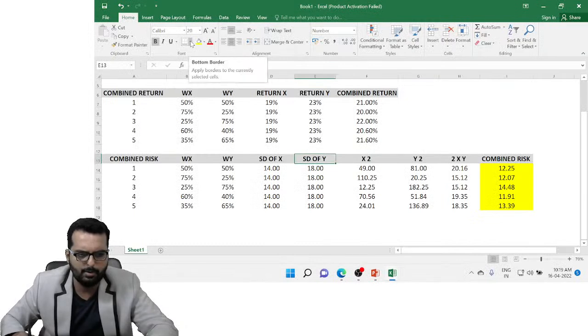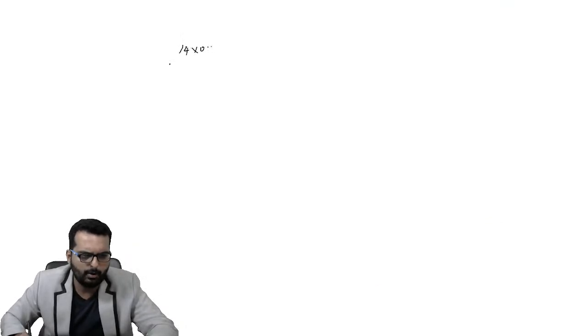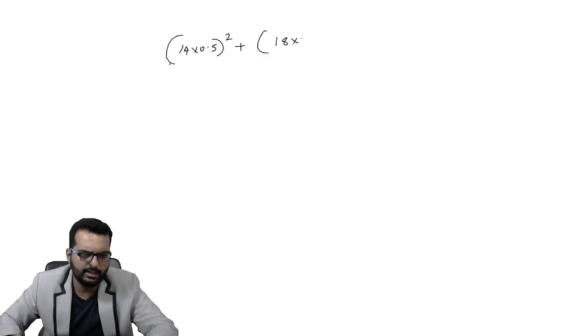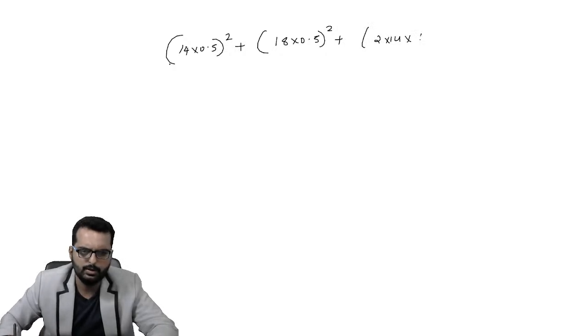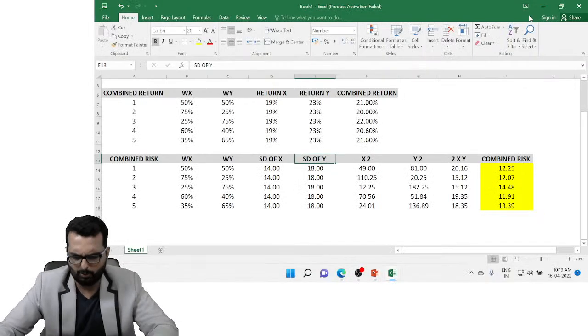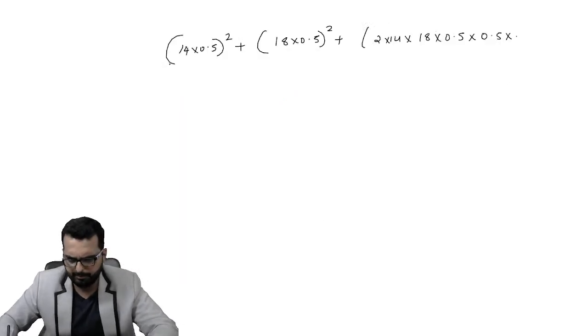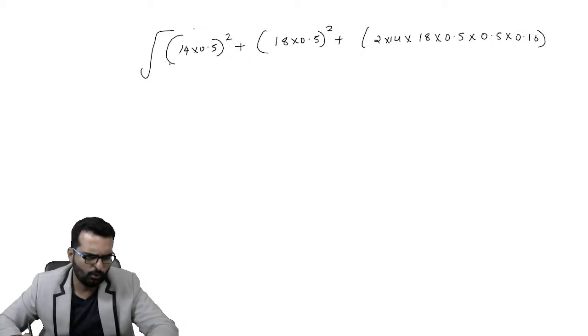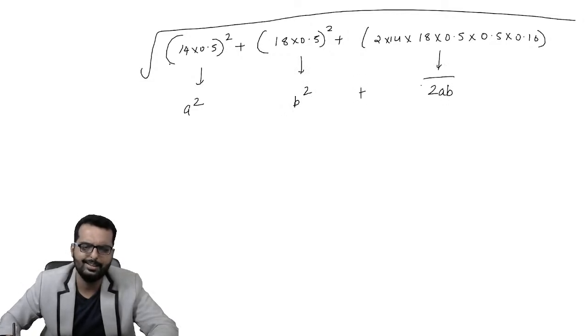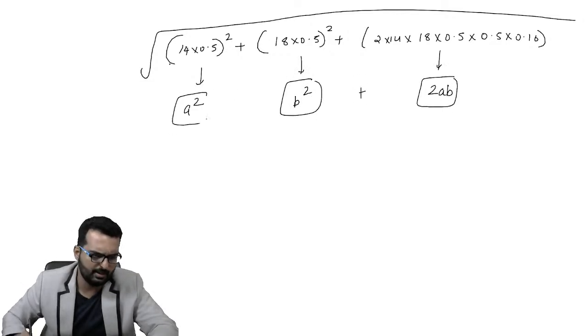See, what you can do is you'll just have to write the formula: 14 into 0.5 the whole square plus 18 into 0.5 the whole square plus 2 into 14 into 18 into 0.5 into 0.5 into, I believe the correlation is 0.16, the whole square root. So this one is what we call a square, this one is b square, and this one is what we call 2ab. I hope you remember this now.